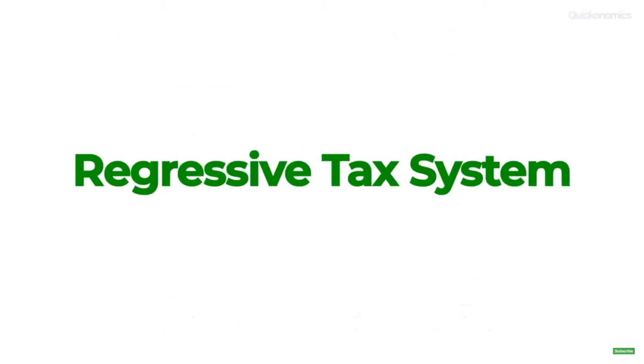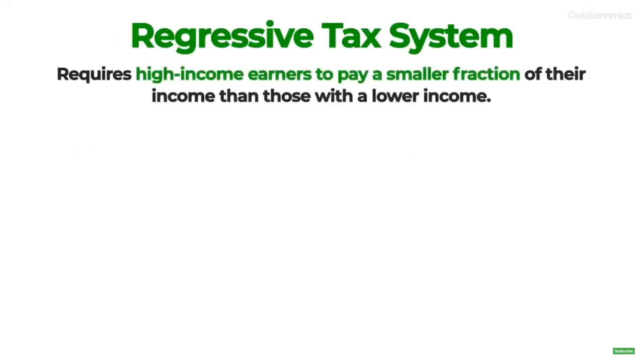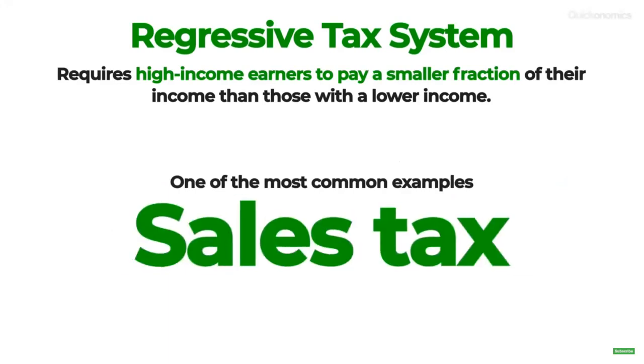Next up is the regressive tax system. Regressive taxes require high-income earners to pay a smaller fraction of their income than those with a lower income. One of the most common examples of a regressive tax is a sales tax, which is a tax placed on the sale of a good or service. Because the amount of that tax is the same for all buyers, the fraction of income devoted to paying it decreases as the income of the taxpayer increases.